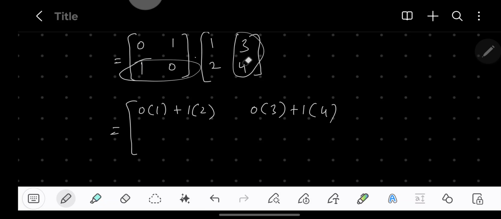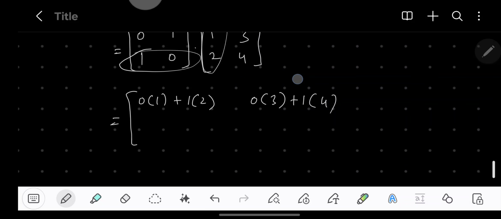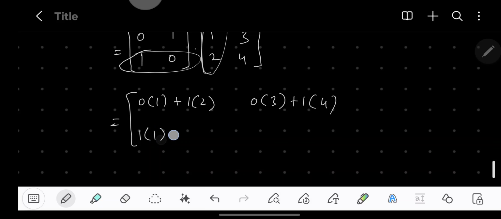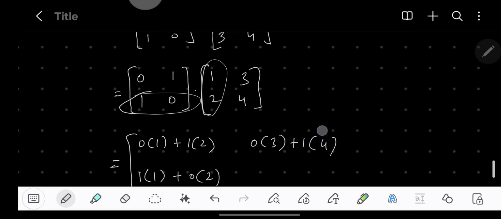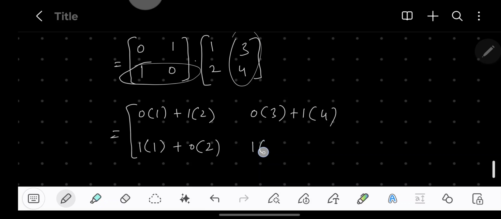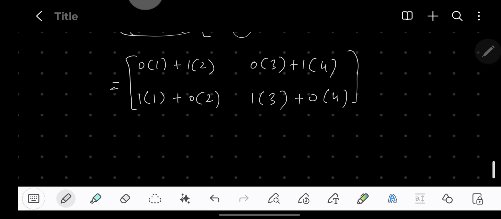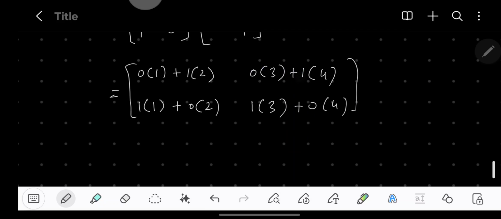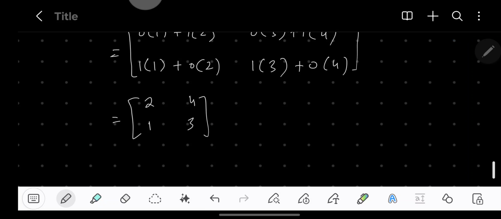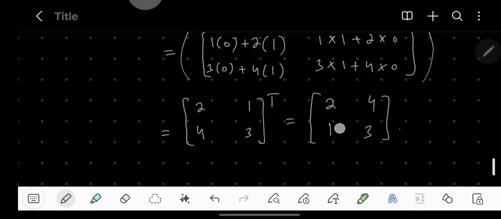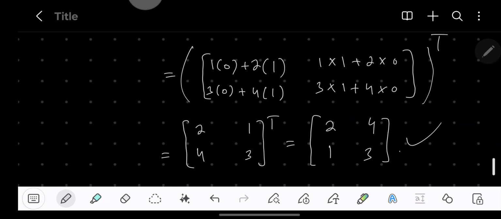Then the second row with the first column, which is 1 times 1 plus 0 times 2. And then the second row with the second column, which is 1 times 3 plus 0 times 4. If you simplify these calculations, you will get 2, 4, 1 and 3, which is the same as you got from the left hand side.